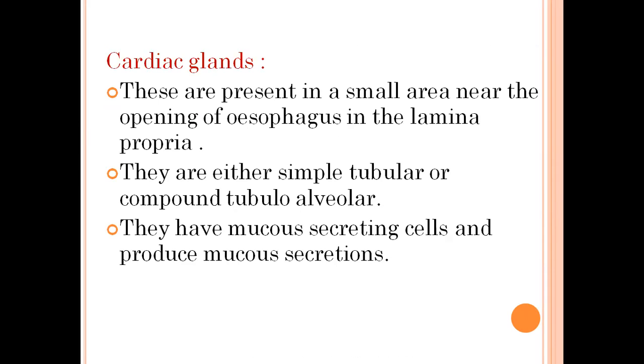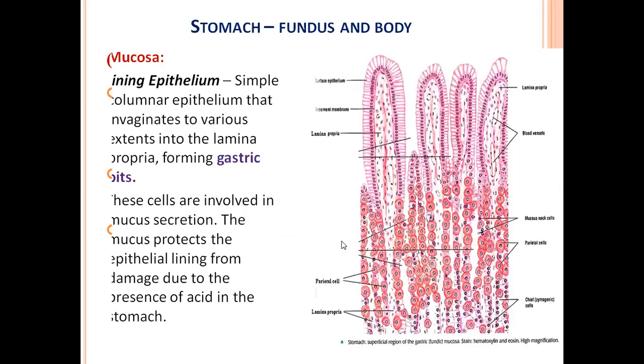Now, the cardiac glands are present towards the cardiac end of the stomach. They are like a small area near the opening of the esophagus. They are either simple tubular or compound tubulo-alveolar glands. They have mucus secreting cells and produce mucus secretion.